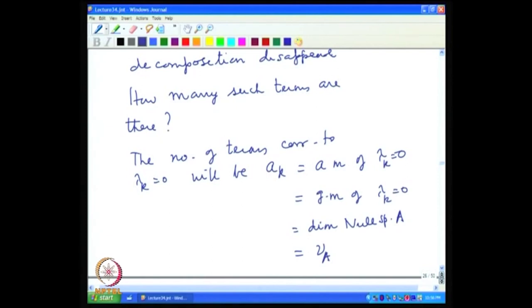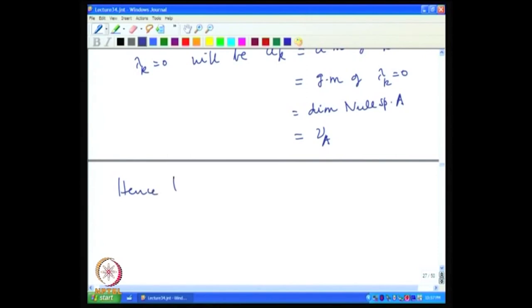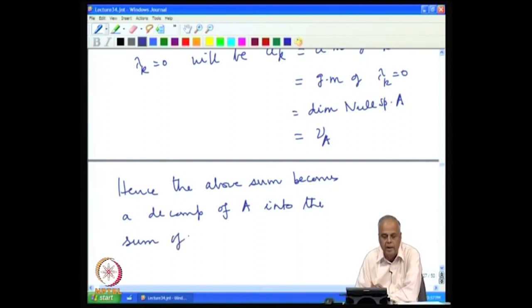So, we have the decomposition of A as a linear combination of rank 1 matrices. A priori, we had n terms, and because of the multiplier factor of the eigenvalue, whenever we have an eigenvalue 0, nu A, the nullity, times that many terms will disappear. Hence, the above sum becomes a decomposition of A into the sum of, now totally we had n terms, we had a 1 terms corresponding to lambda 1, a 2 terms corresponding to lambda 2, etcetera, out of which nu A disappeared, so n minus nu A terms will be there, but n minus nu A is the rank of the matrix, rho, of rank 1 matrices.